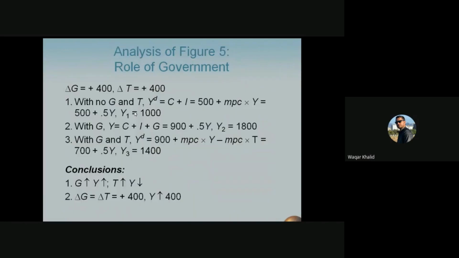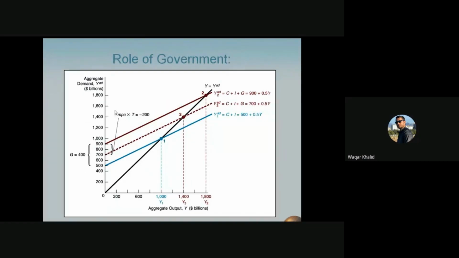In our example, the value of MPC is equal to 0.5. So consumer expenditures and the aggregate demand function shift downward by 200 billion. Why? Because when we multiply 0.5 with 400, it means that we are increasing the tax rate by 400, but we have a negative sign with this term. It means minus 200. If you are increasing the amount of tax by 400, the level of output will decrease by 200.